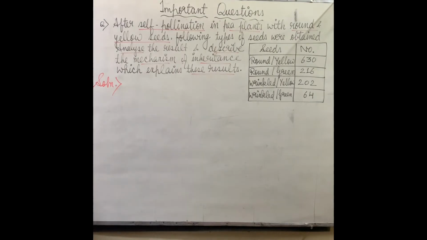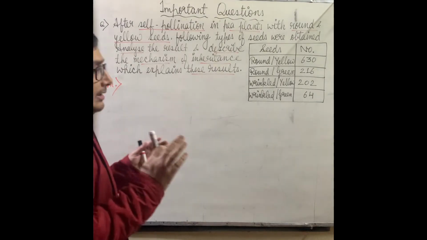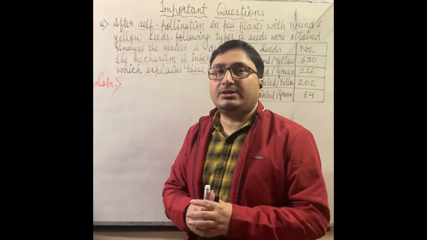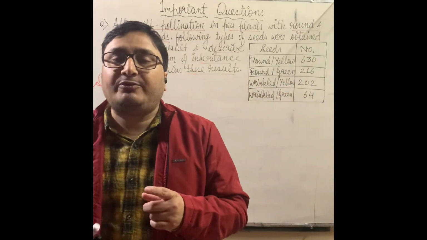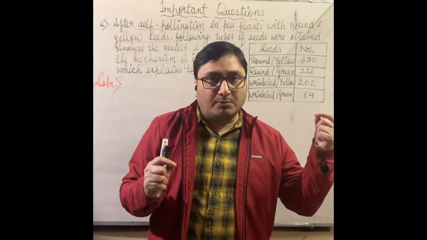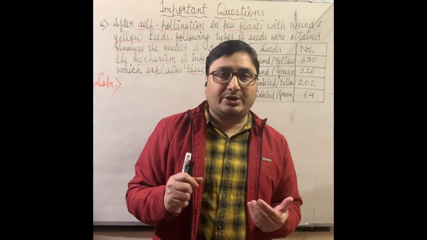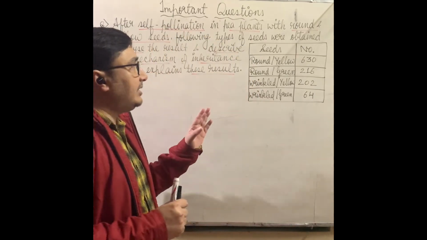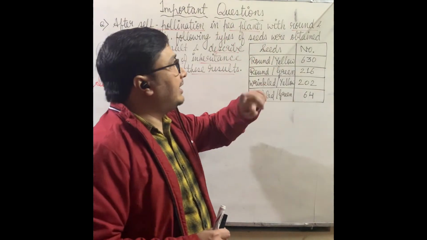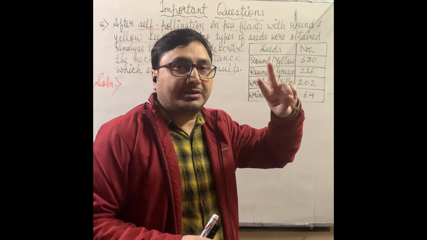Okay. Now what you have to see here is, as I told you in the previous question, the moment you see the question, you have to first ask yourself whether it is a question based on monohybrid cross or a dihybrid cross. Now here the question is based on dihybrid cross. How do we know? We are talking about two characters.